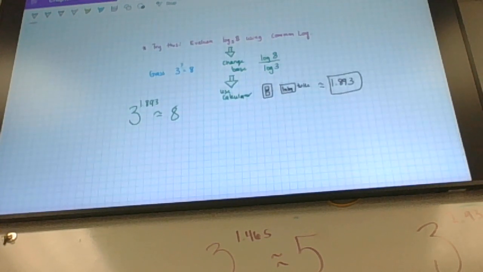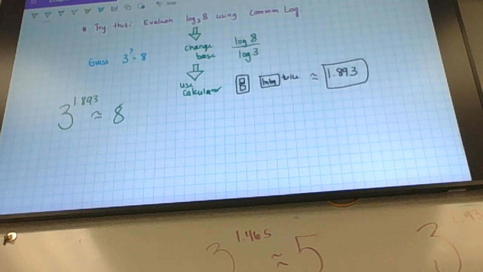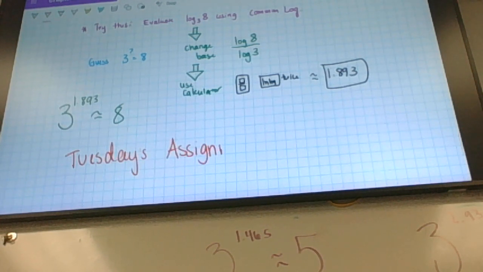Alright, let's check yesterday's assignment, and then you guys are going to practice this some more. So that's pretty much all I'm going to tell you about how to do that on your calculator. I'm going to check yesterday's assignment, but I know you want to write this down.